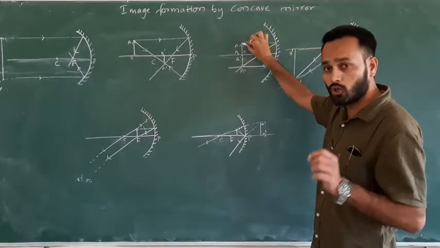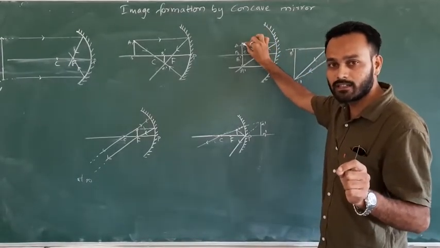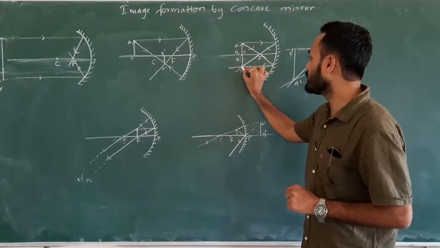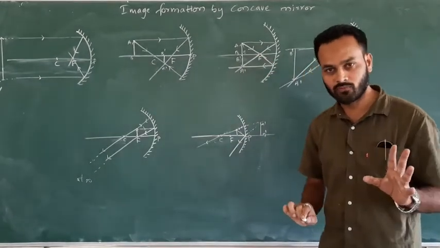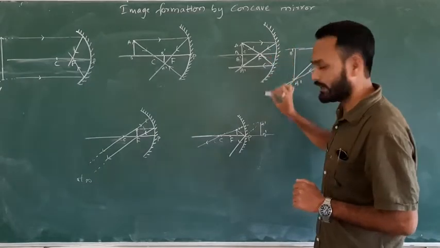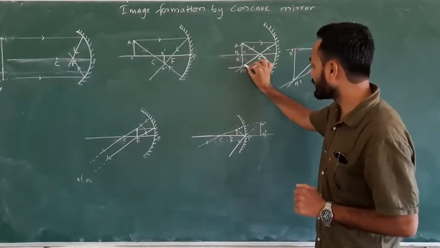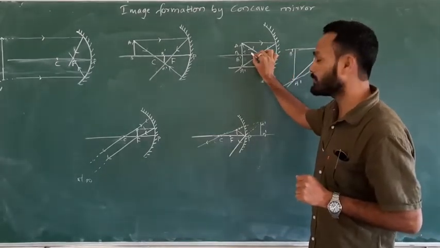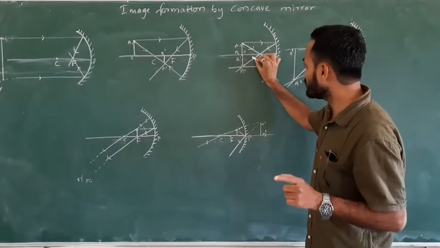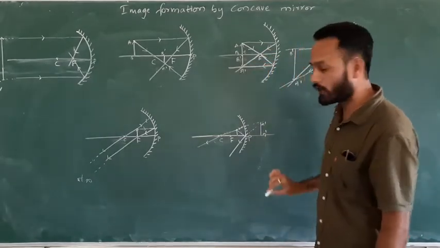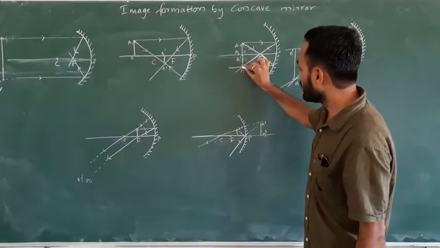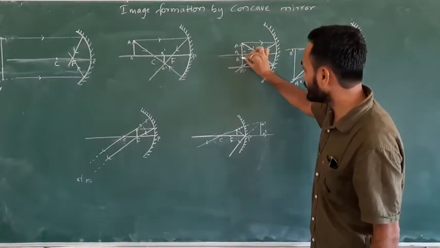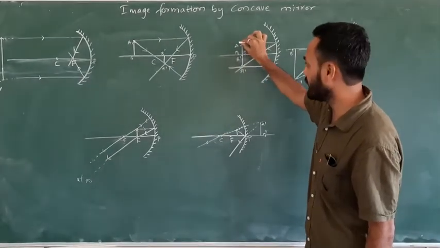You all know very well that when a ray of light passes through the principal focus, after reflection, it becomes parallel to the principal axis. Now let us talk about these two reflected rays. This is the first reflected ray which is passing through the principal focus. Another reflected ray is parallel to the principal axis. You can see these two reflected rays are intersecting at this point, which means the image is formed at this point, that is C. A'B' is the image of the object AB.